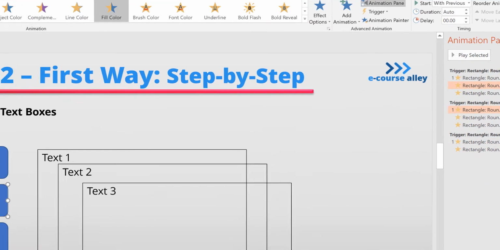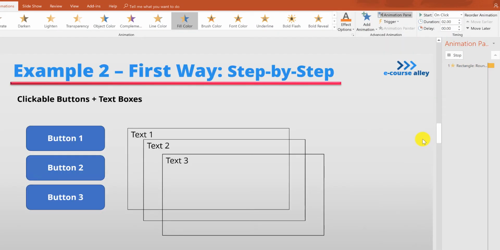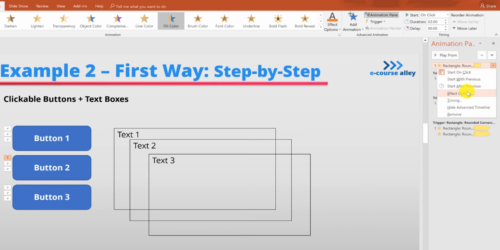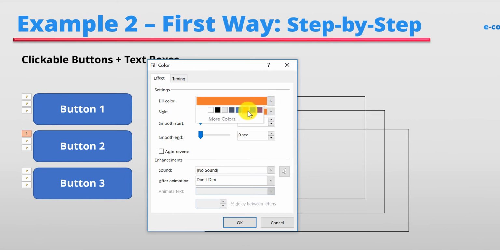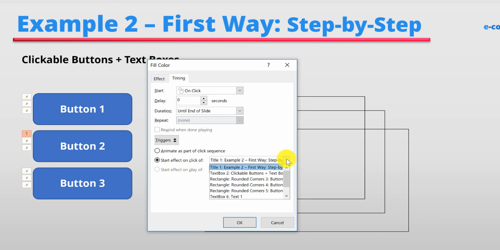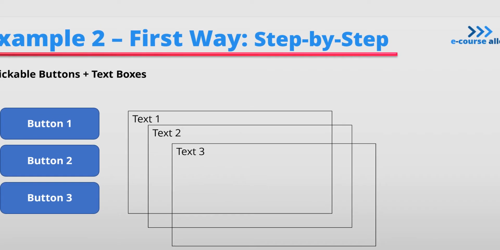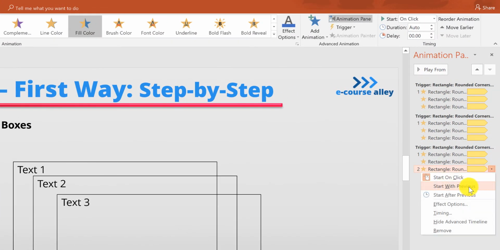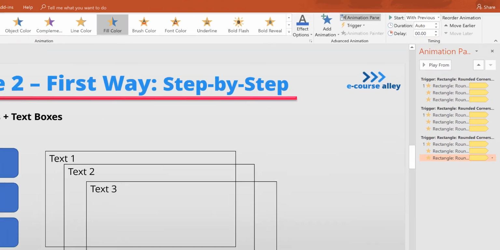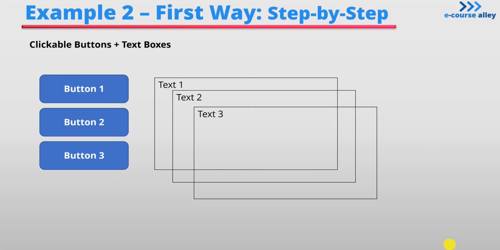And then button 2, we're going to add another animation. Fill color. Go to effect options, make sure that's blue. Go to timing, and the trigger is button 3. And then start with previous. All right, I'll just save that. And let's preview those buttons and see how they work.